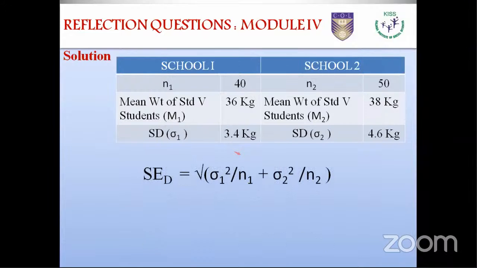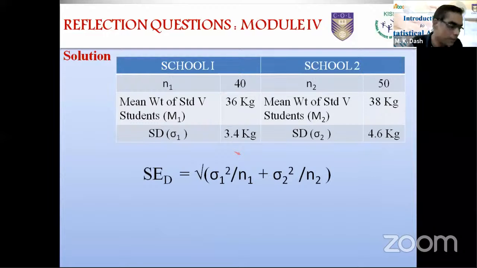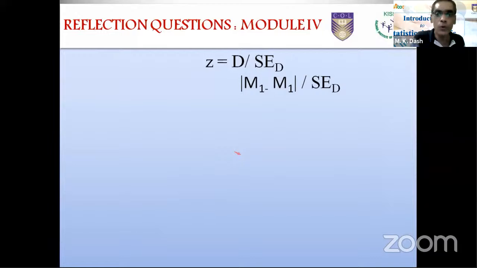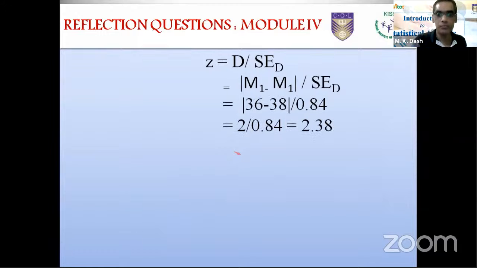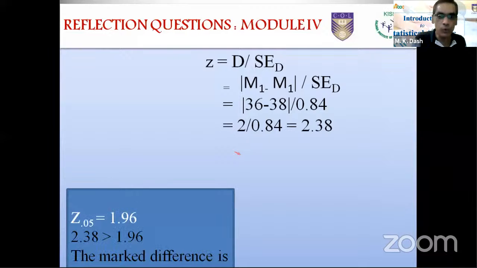First of all, find your SEDM. How much is your SEDM? You just compare. Mine is coming 0.84. All values are already given in the table. The standard error of difference between the sample of school 1 and school 2, standard error of mean difference, SEDM, is 0.84. Now what is the Z value? Yes, this is the Z value: 2.38.